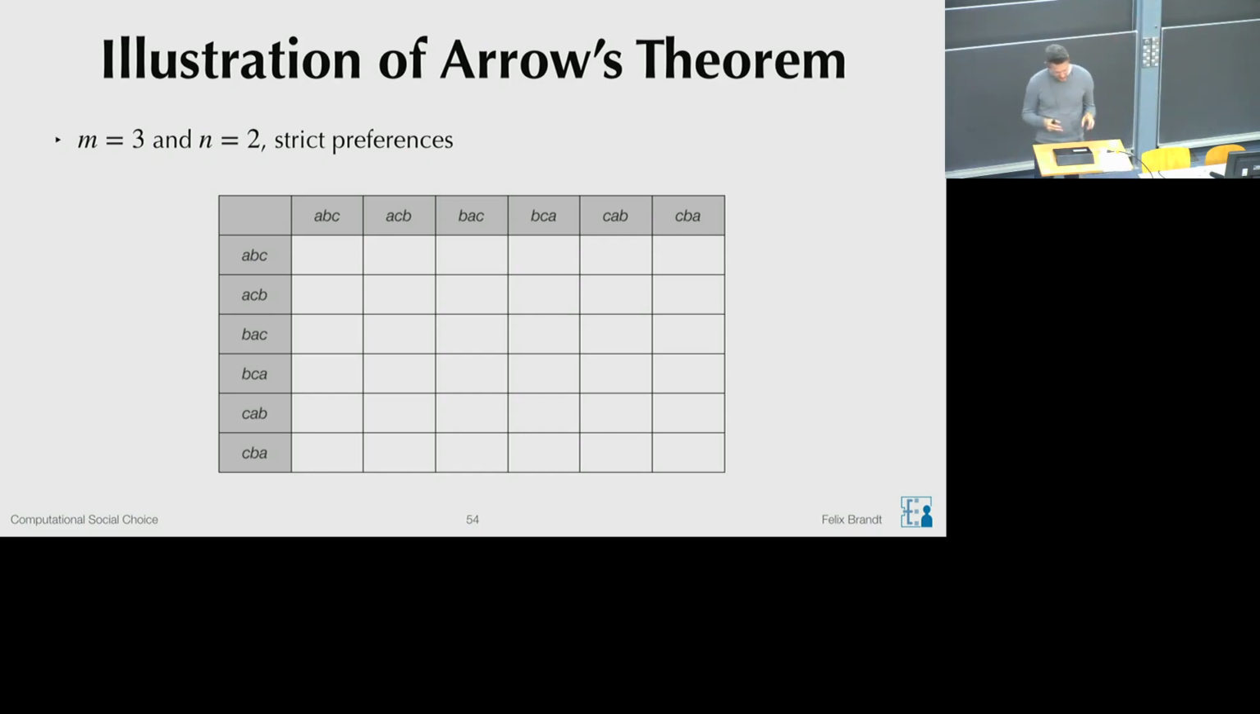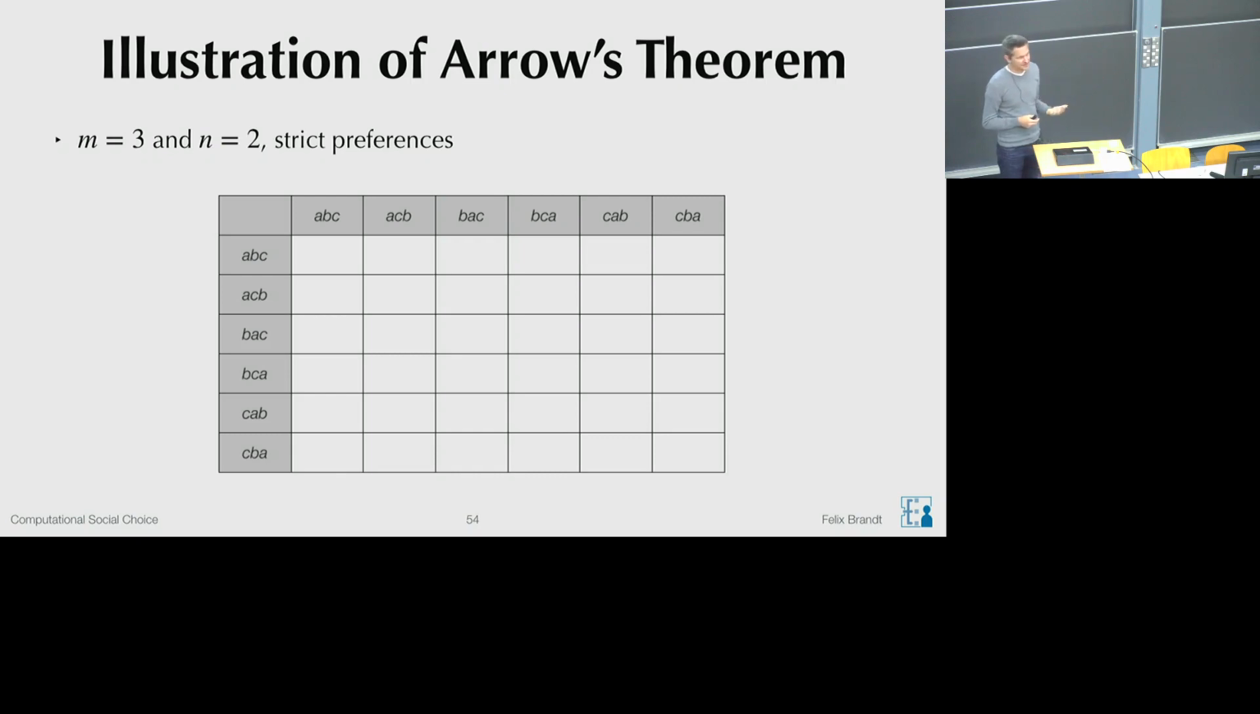Okay, and if we have only two voters and three alternatives, then we can represent all the different preference profiles in a table like this. We made another simplifying assumption here. We assume that all the preferences are strict. Okay, so if there are only strict preferences, there are 6 possible rankings of these three alternatives for each of the voters, and that's why we have 6 rows and 6 columns, and that means 36 different preference profiles.